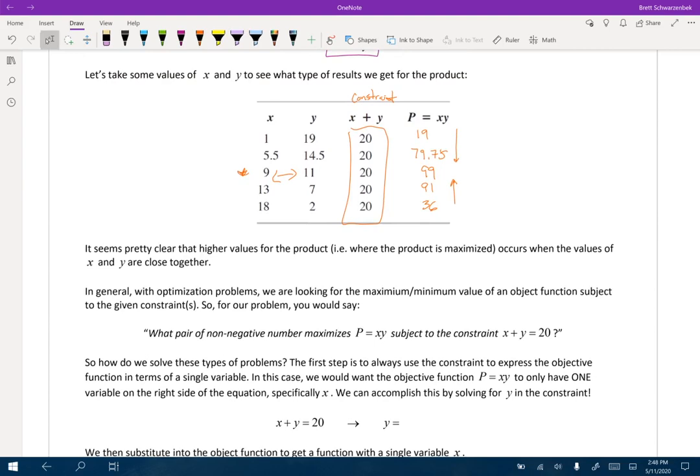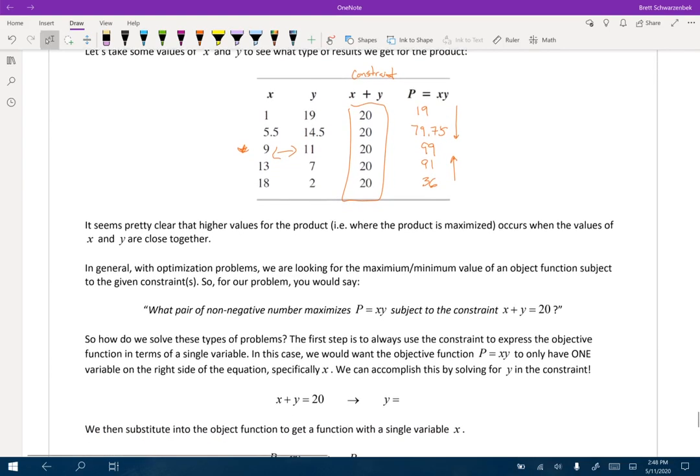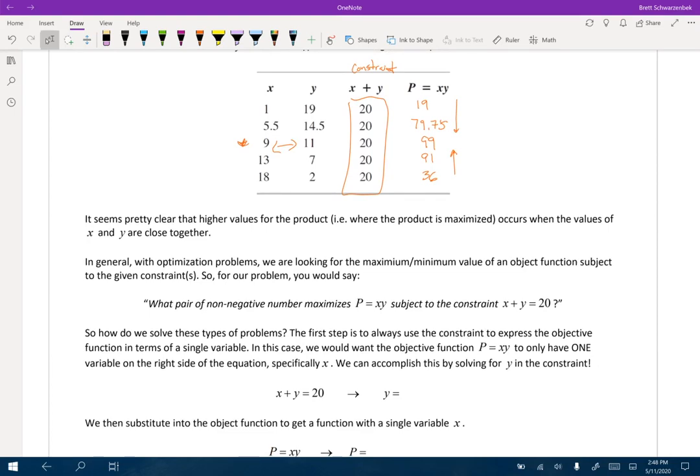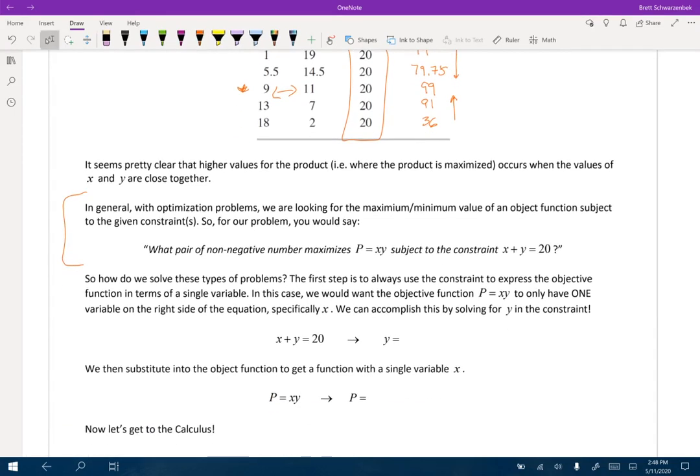We'll talk about that in a second when we use calculus. Okay, if we want to be super technical, this is what we're actually trying to find. We're looking for what pair of non-negative numbers maximizes p equals xy subject to the constraint x plus y equals 20. This is the question that we're trying to ask.